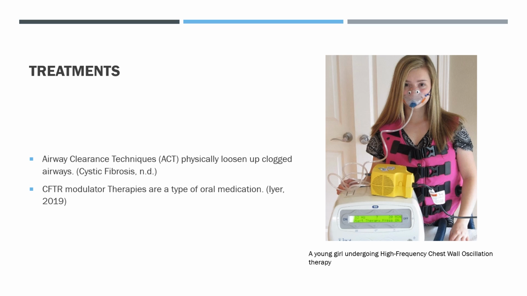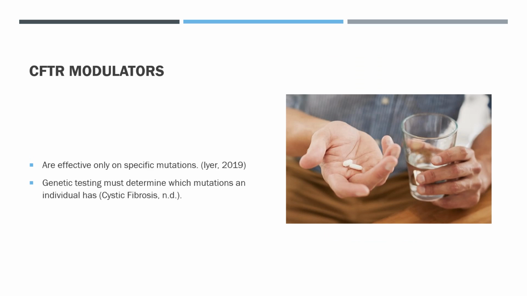Another treatment is CFTR modulator therapies. I had mentioned these a little earlier, but these are a type of oral medication. So these modulators are actually very interesting. They're only effective on certain mutations. So genetic testing has to be done to determine which type of mutations an individual might have. And that's why the first study that I had mentioned of detecting CFTR mutations is just very important.